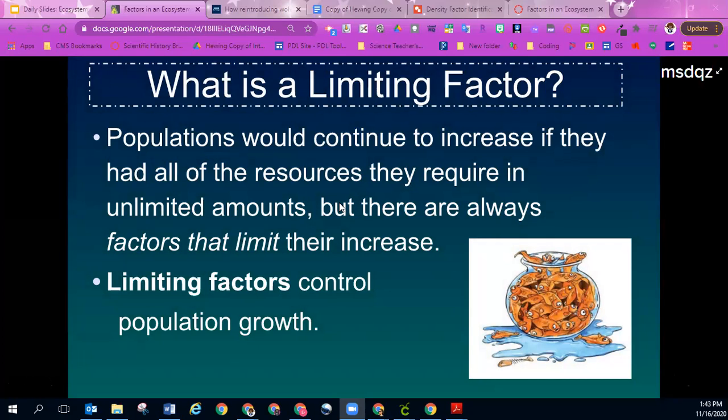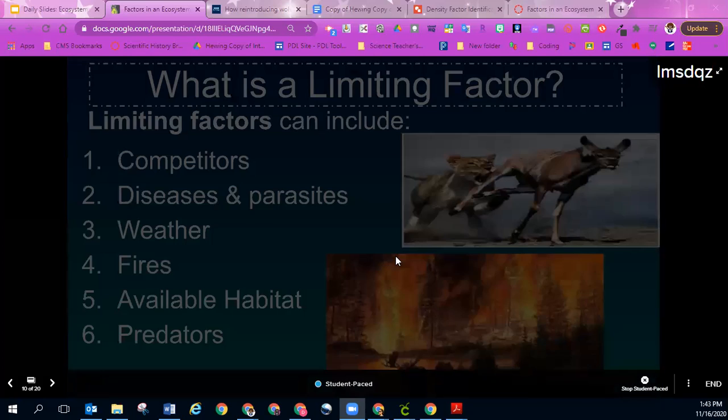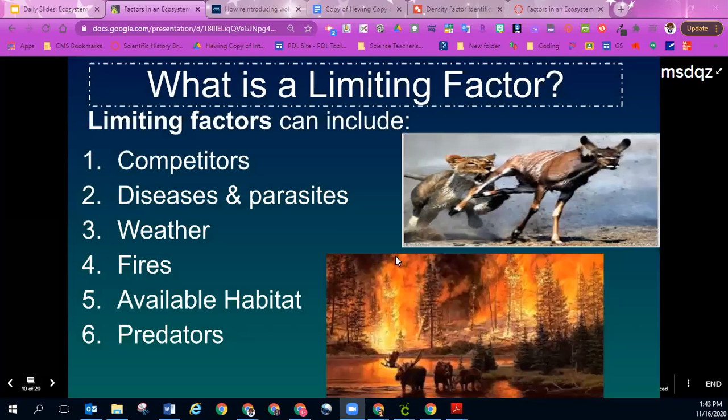So if you look at the picture of this fishbowl right here, if there were unlimited supplies of everything that they needed, then they would just continue to reproduce and reproduce, and it would overcrowd, just like this particular fish bowl. But it doesn't look very comfortable for the fish, and they kind of have too much going on. So, with our limiting factors, there are a few things that this could be.